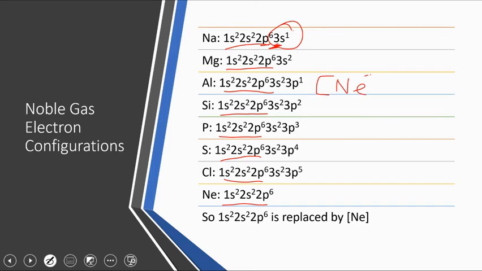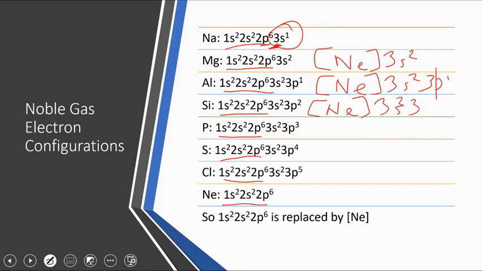So for this, I could write neon in brackets, and then 3s2, 3p1. For this one, it would be Ne, neon. That represents my 1s2, 2s2, 2p6, and then 3s2. So much easier to write the shorthand. Can you do it all of the time? No, because I'll ask you to do the longhand version. So in this case, Ne, 3s2, 3p2.